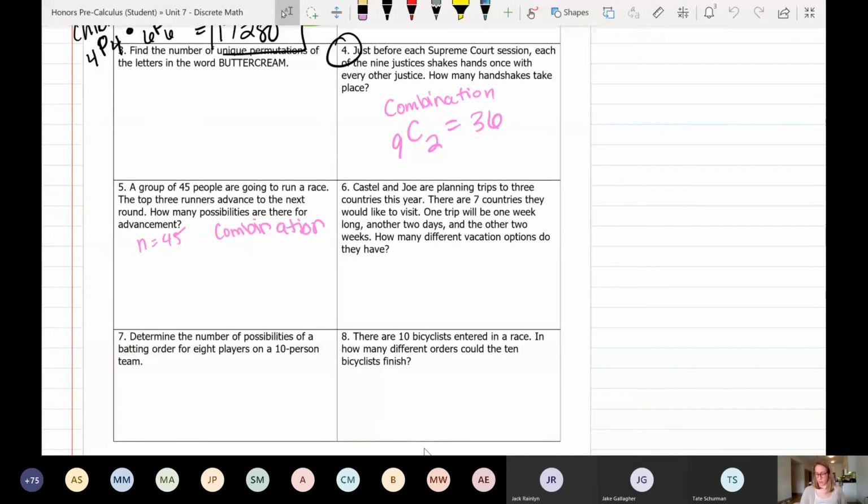So we now know that it's 45C, and since we're picking 3, we want a group of 3. Our R value is 3. So we have 45 choose 3.